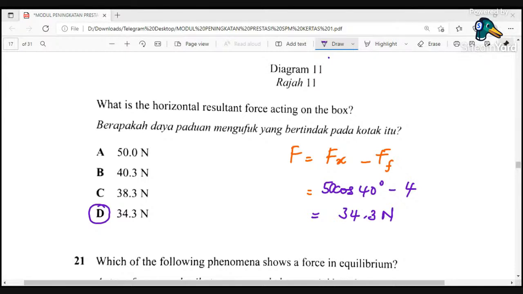So I think for tonight we just discuss until number 20 because it's already 12 something. So I will continue tomorrow number 21 to number 40. Okay, if you have any other questions, nak tanya soalan? Ada soalan yang ke? Dah lewat. Okay, kita stop di sini.